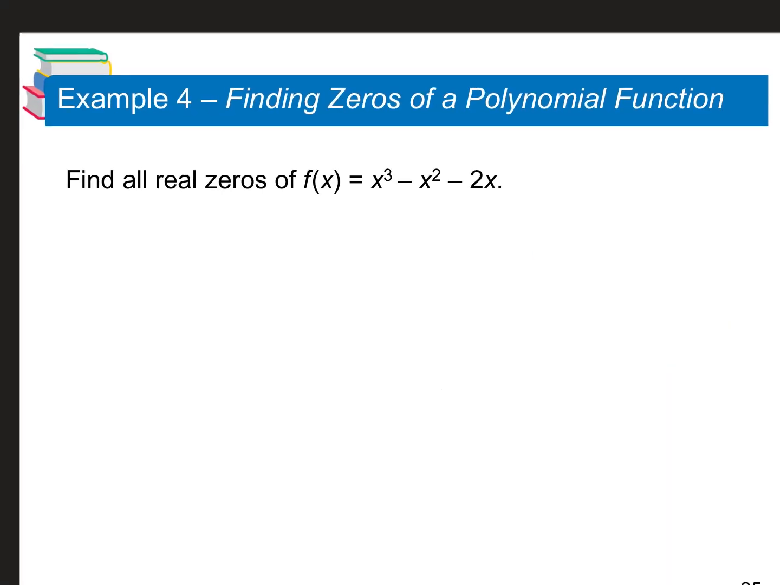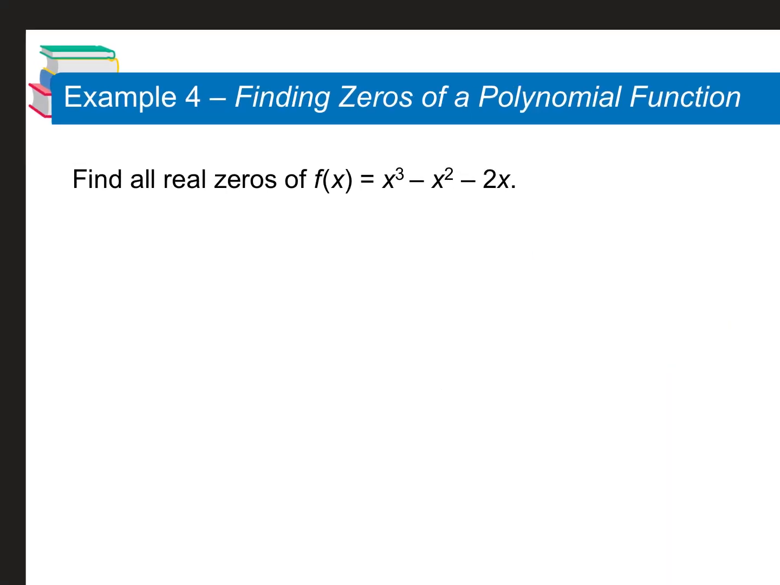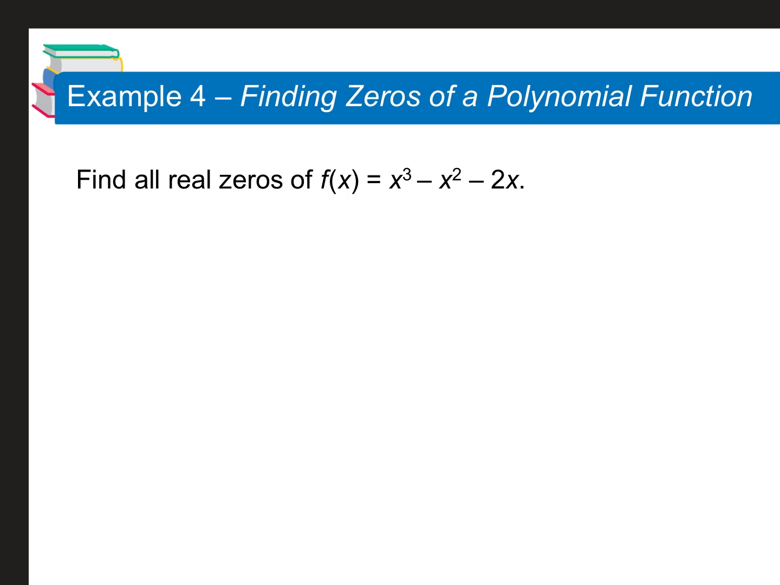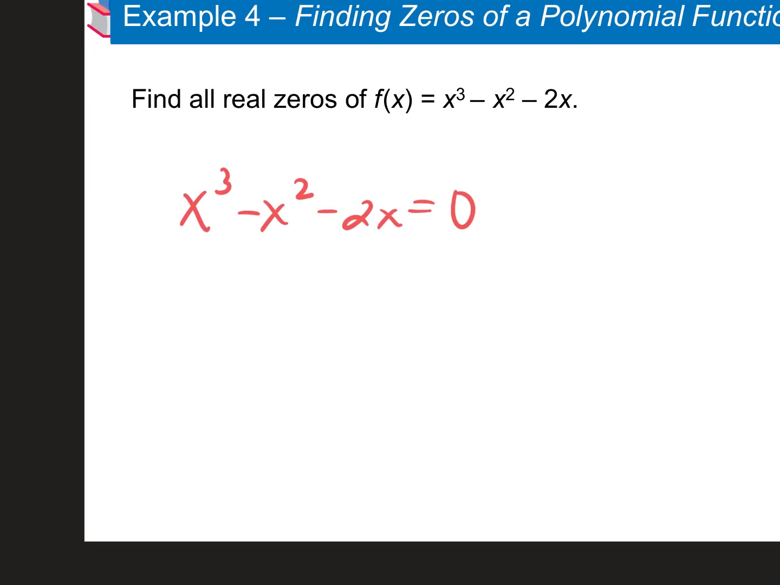All right, let's go. Let's do this. Find all the real zeros. So I'm going to say, okay, x cubed minus x squared minus 2x equals 0. What is the first thing we do when we're trying to factor? We look for the GCF. What's the GCF here? X. I'm going to factor out an x. I'm left with x squared minus x minus 2 equals 0.